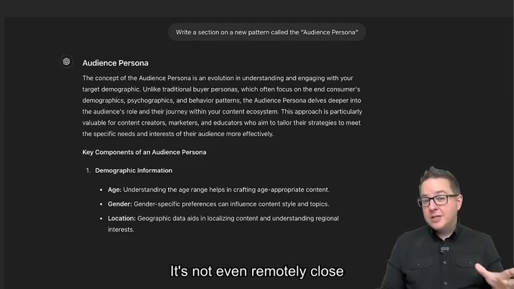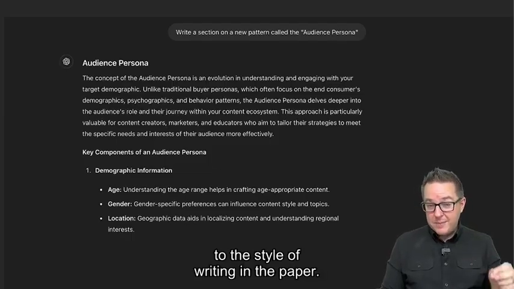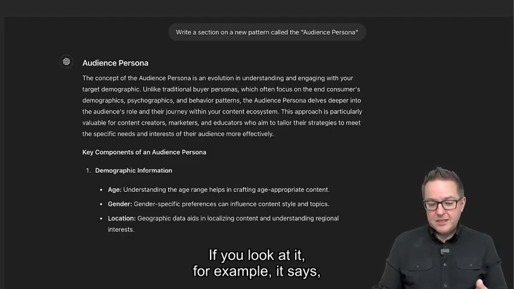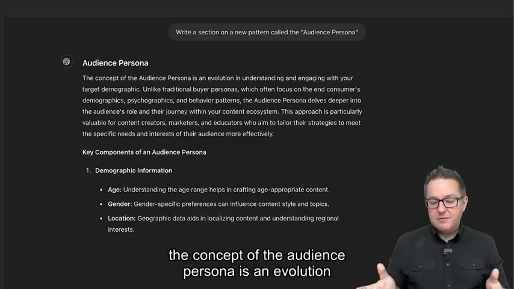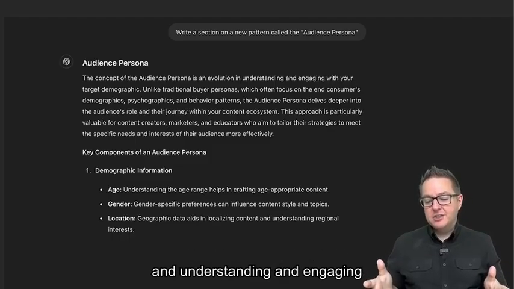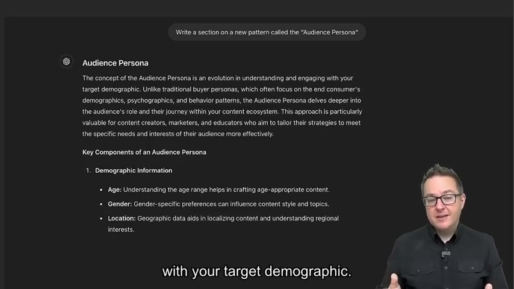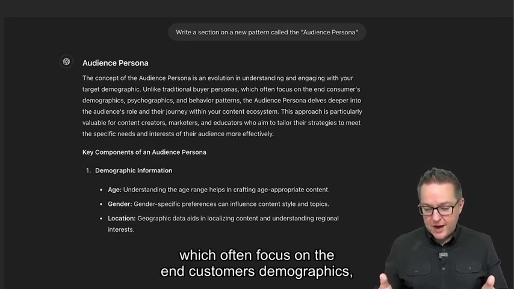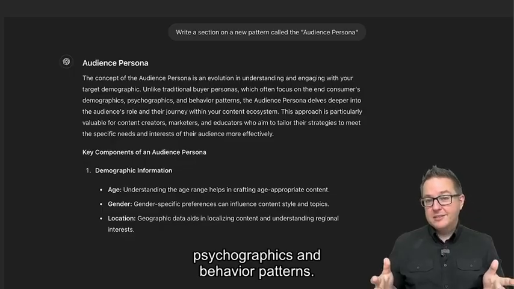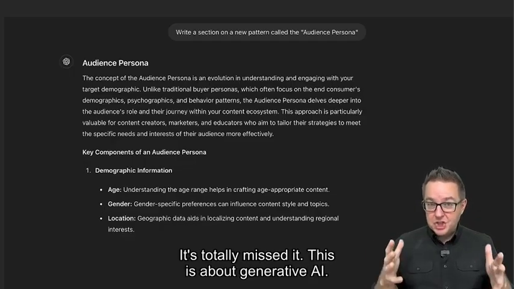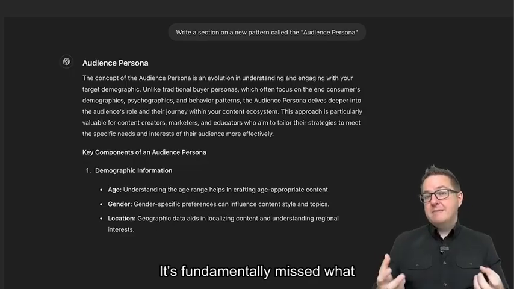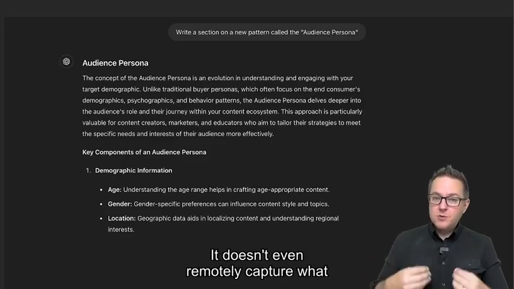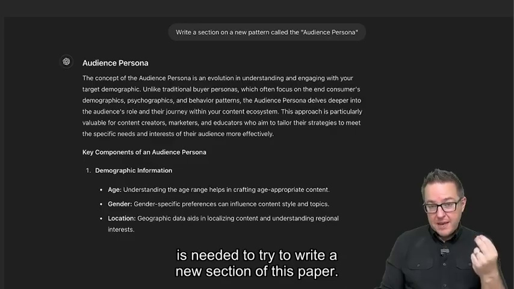It's not even remotely close to the style of writing in the paper. It doesn't have the right format. It doesn't have the right ideas. So if you look at it, for example, it says the concept of the audience persona is an evolution in understanding and engaging with your target demographic. Unlike traditional buyer personas, which often focus on the end customer's demographics, psychographics, and behavior patterns, it's totally missed it. This is about generative AI. It's fundamentally missed what this is about because this is a terrible prompt. It doesn't even remotely capture what is needed to try to write a new section of this paper.